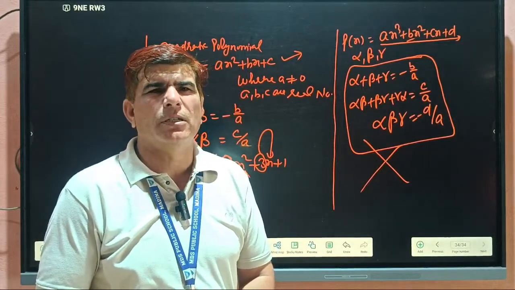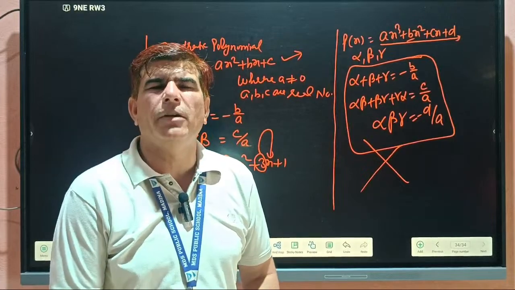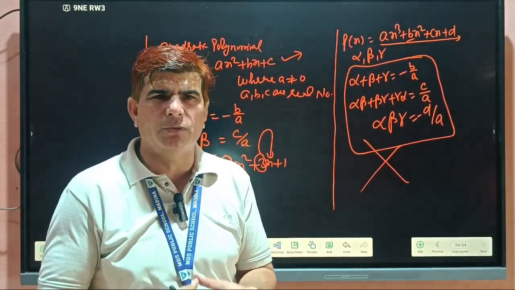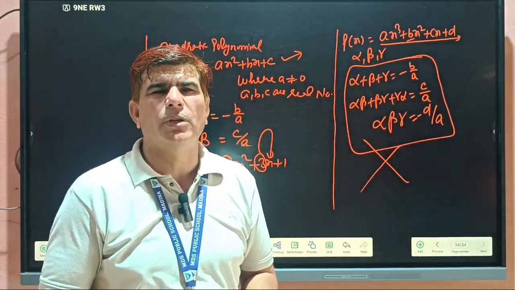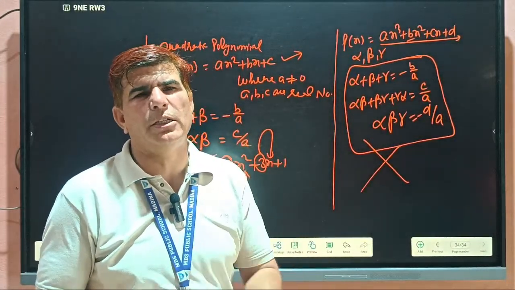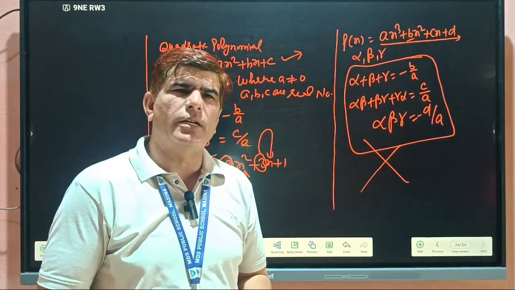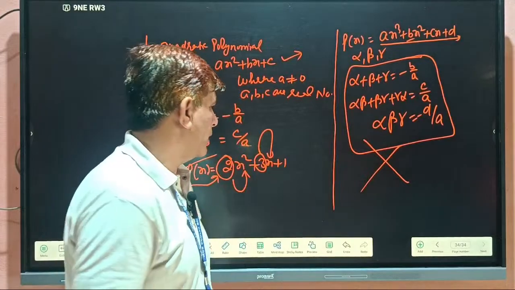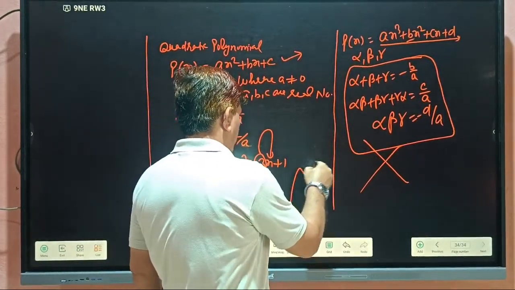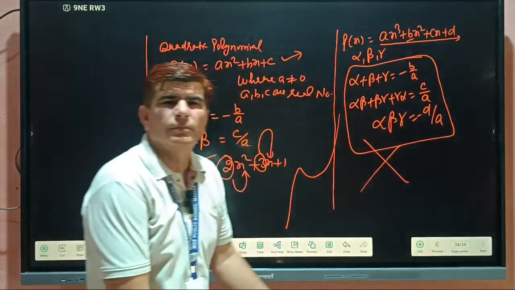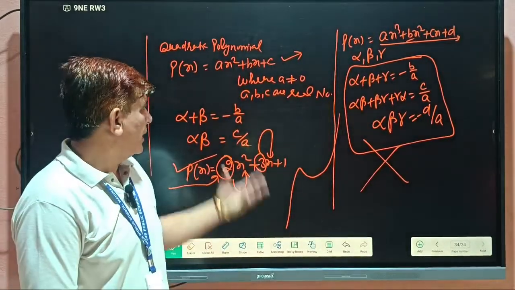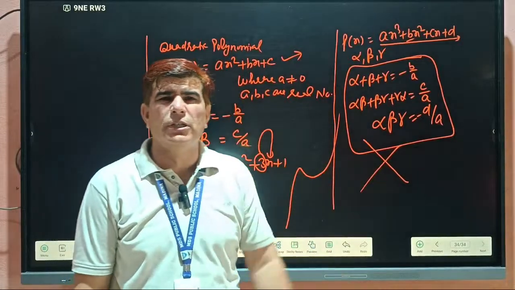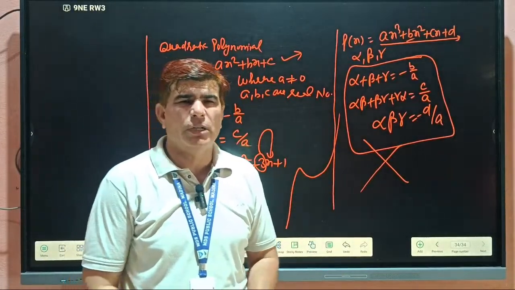In your syllabus, a linear polynomial has degree how much? The highest power of the variable is 1, so that is a linear polynomial. The graph of a linear polynomial is a straight line. The graph of a quadratic polynomial is a parabola. Understood? And the graph of a cubic polynomial is like this. Mainly we have to discuss the quadratic polynomial, but I told you each and everything. So I think you understood.